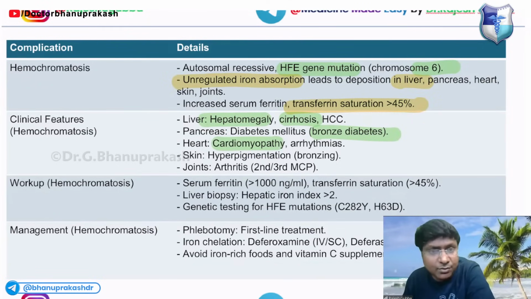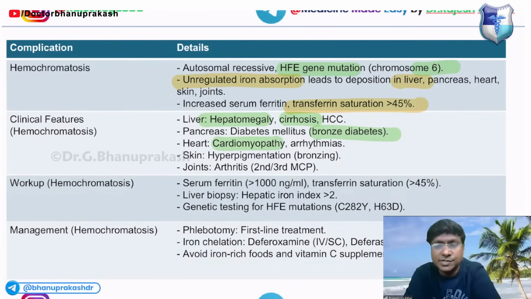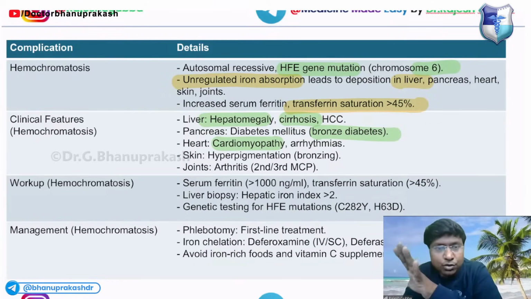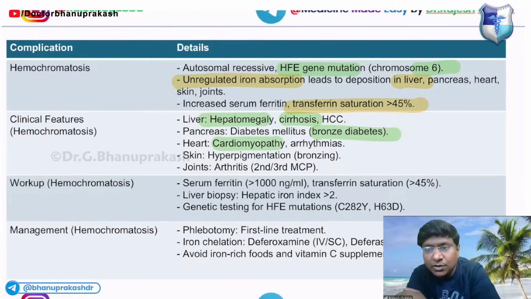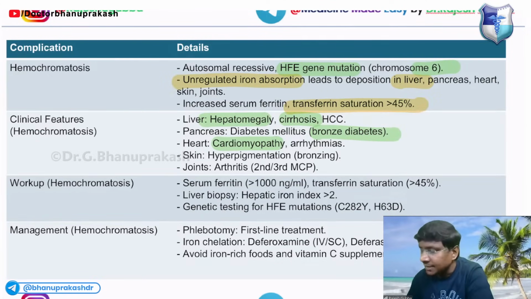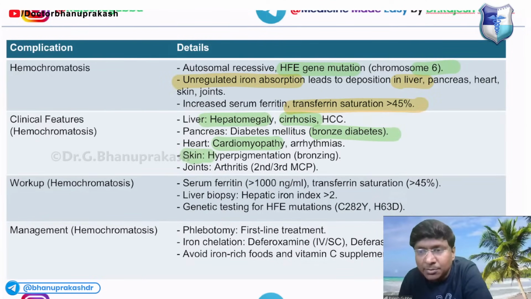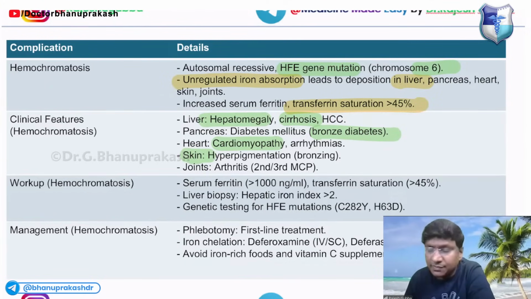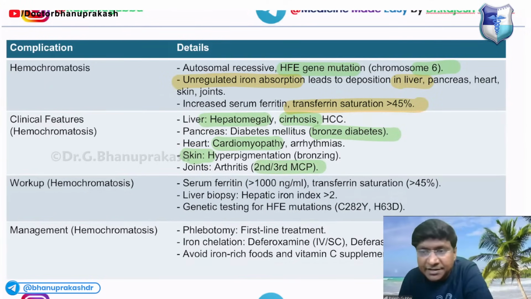What type of cardiomyopathy in hemochromatosis? Anyone? What type of cardiomyopathy will you have in hemochromatosis? So it is both. Restrictive cardiomyopathy can be there, as well as dilated cardiomyopathy, in case of hemochromatosis, right? That is the heart. Skin, that will be in the form of hyperpigmented skin. Bronzing of the skin will be there. And which particular joints are affected? That is the second and third metacarpophalangeal joints.